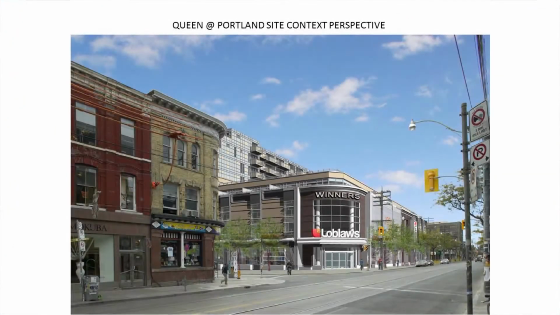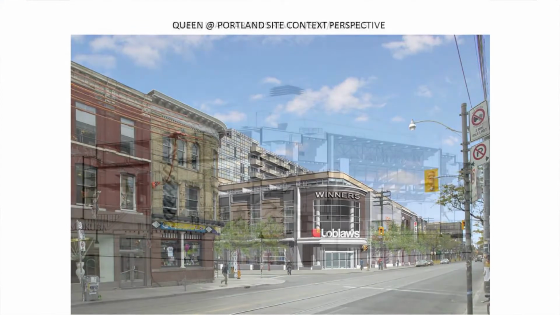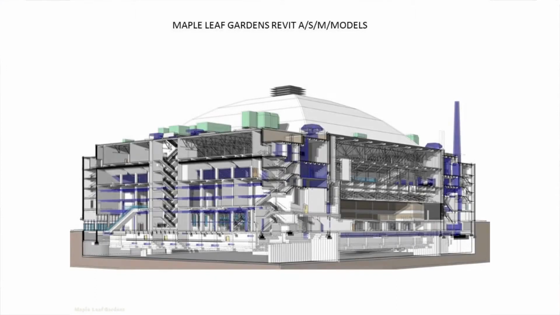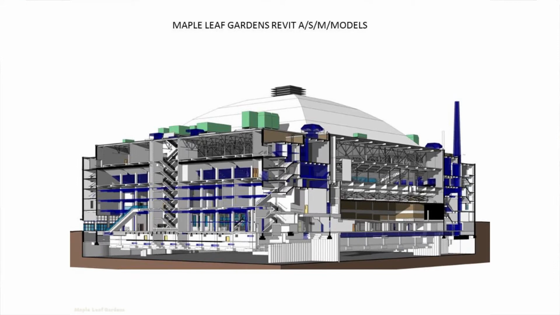And then we take this basic building and we present it in a site context so the client understands how this is going to look. And that's another recent project, Maple Leaf Gardens. What you see here is the combined model, architectural, structural, and mechanical. And this next slide shows you a little bit of how this was done. The green is mechanical and blue is the structural model.